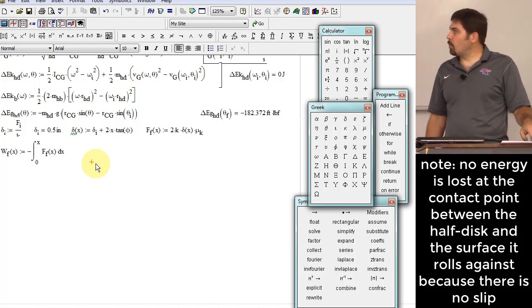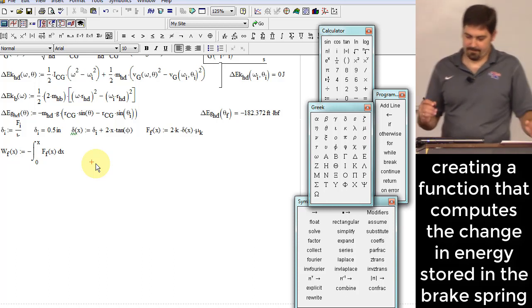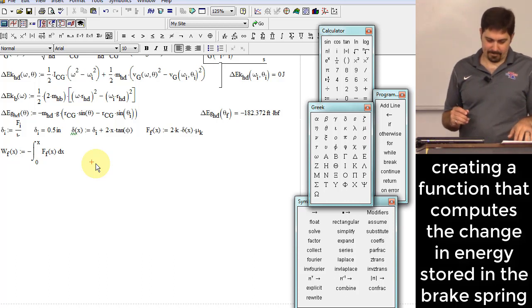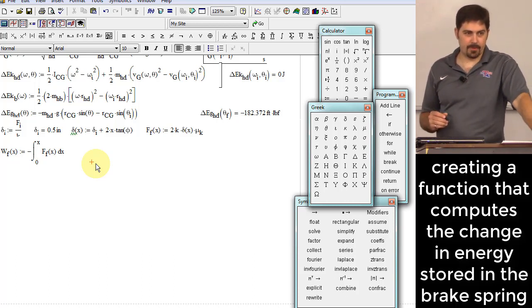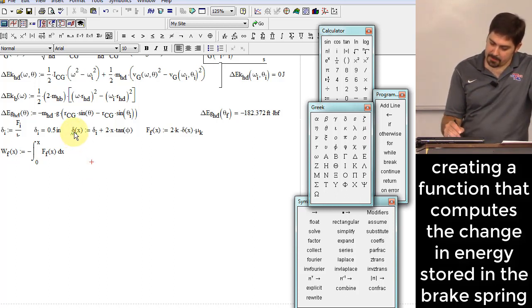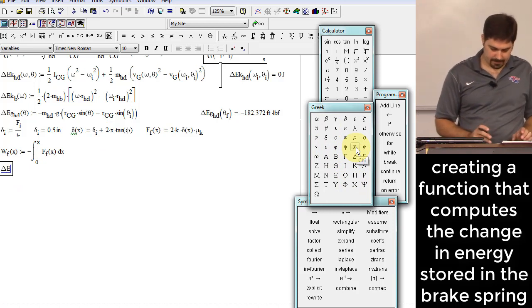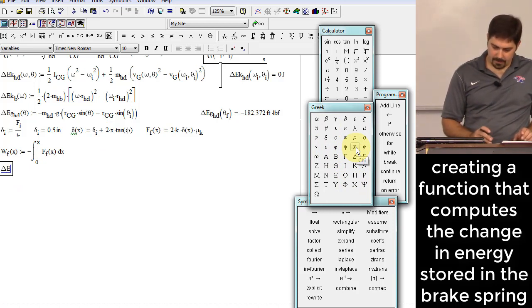All right. There is one other thing we've got that is storing energy. What can you tell me it might be? The spring. We've got elastic energy going on here. But the good news is I already have a function that gives me how much the spring compresses as a function of x, right? So doing a delta for the amount of energy in the spring is not all that difficult. Okay. Elastic energy in the spring. Maybe I'll name it like that.